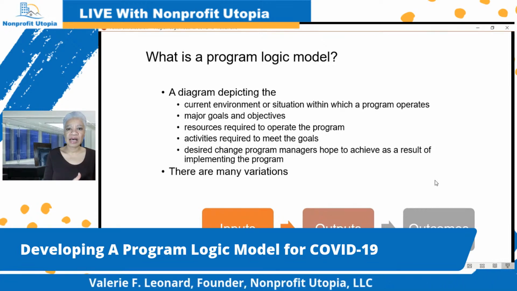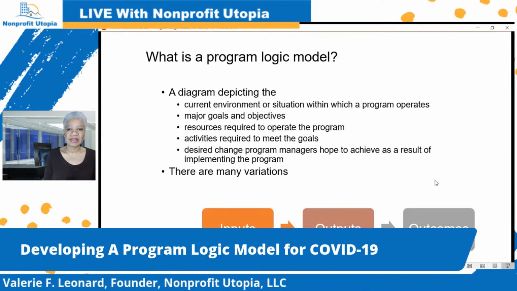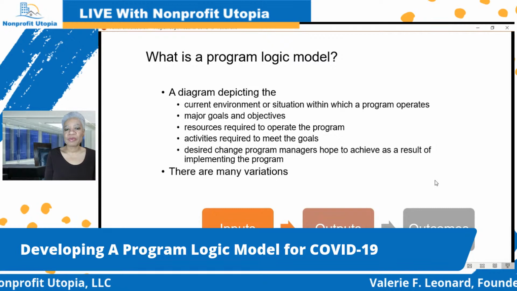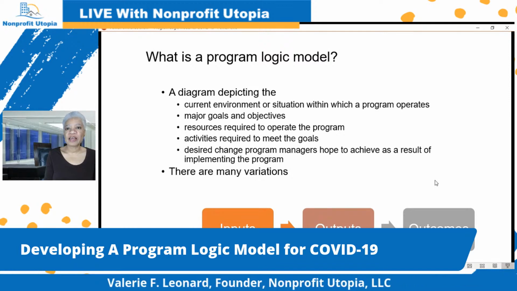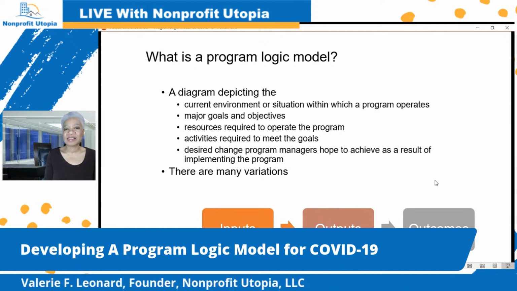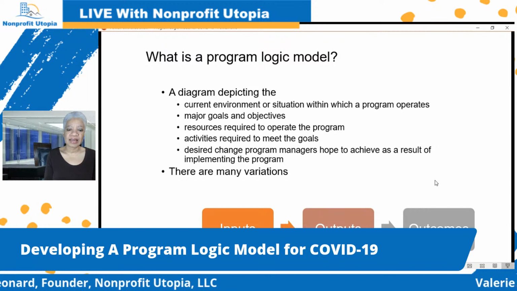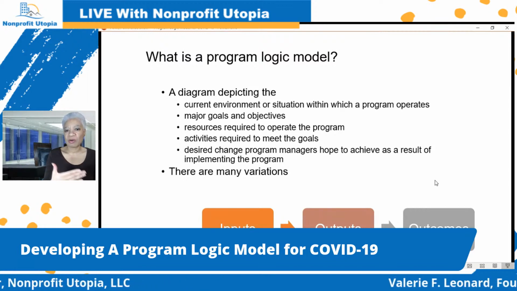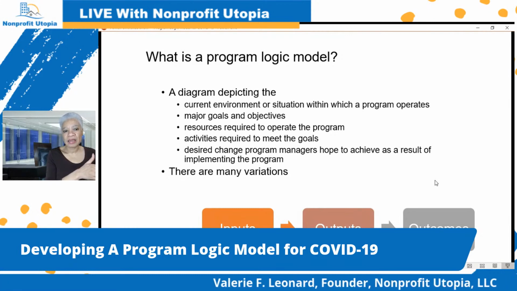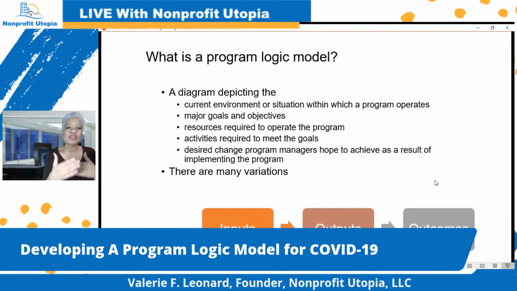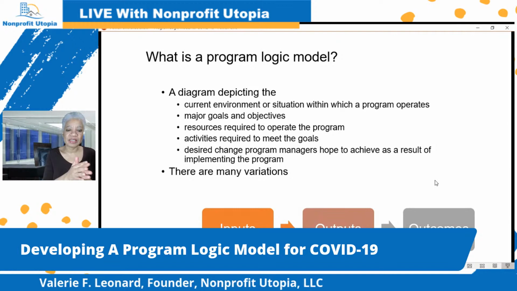It also outlines the major goals and activities, the resources required to operate the program, the activities that are required to meet the goals, and the desired change that you want to see as a result of engaging in all of those activities, or what we call program implementation. So remember, you got the program planning section, and then when you're actually doing the program, that's called implementation.